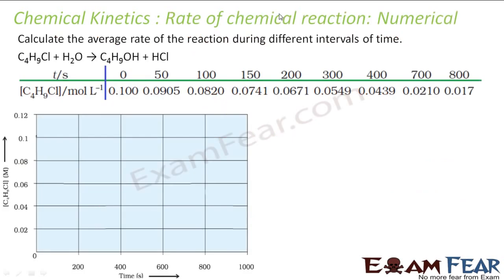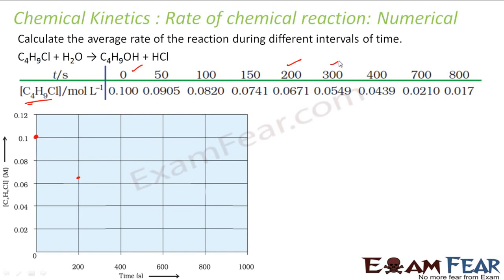Let's take this example. We have to find the average rate of reaction during the time interval. Butyl chloride reacts with water to give butyl alcohol and HCl. Concentration of butyl chloride is given for given time intervals, so you can plot the graph also. At 0 the concentration was 0.1, at 50 it is 0.0905, at 200 it is 0.067, somewhere here.